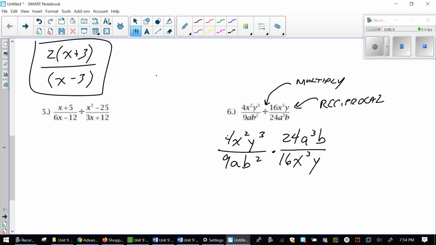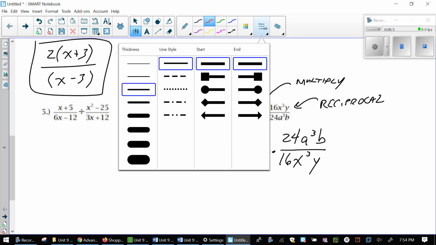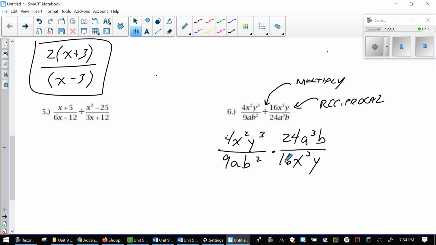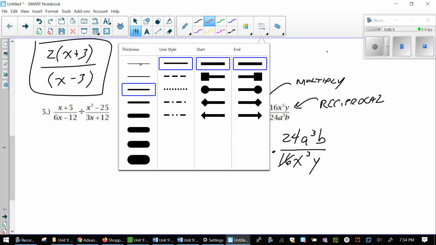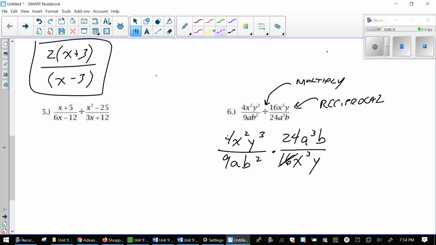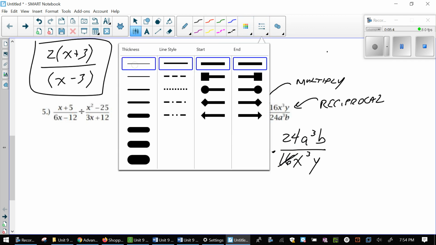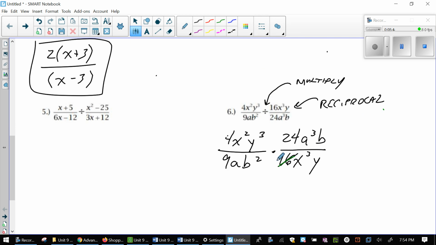So I'm looking at it like this. Let's see, I have 4, I have 16. So we can just cancel like this. 4 goes into 16 4 times. We need color here. Come on. Color, how about green? 16 cancels, and that gives me 4 left over, and that 4 cancels.